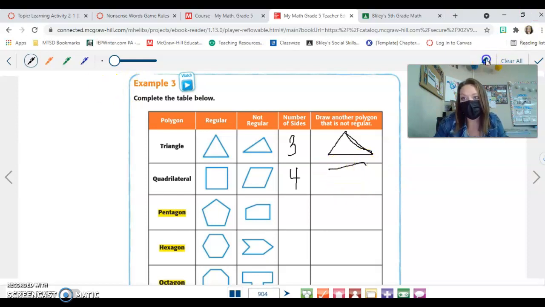Oh boy, Mrs. Bliley's not doing good with the straight line stuff. Sorry, Mrs. Bliley, believe it or not, is trying her best. So pretend these lines are straight. This is an example of another not regular polygon.